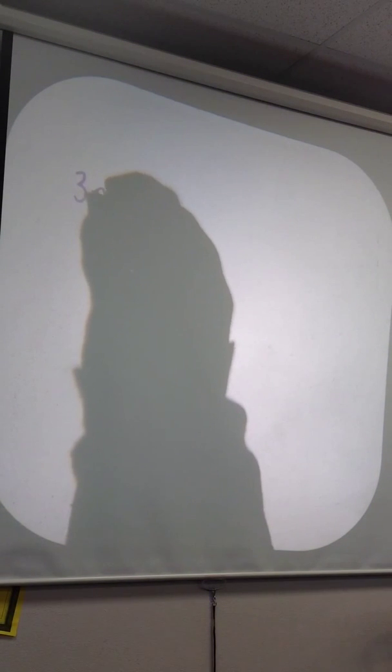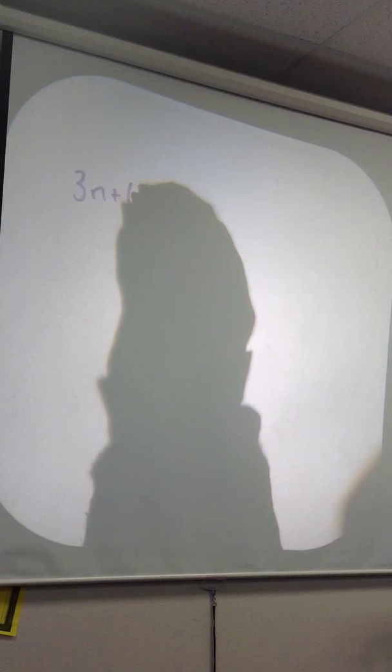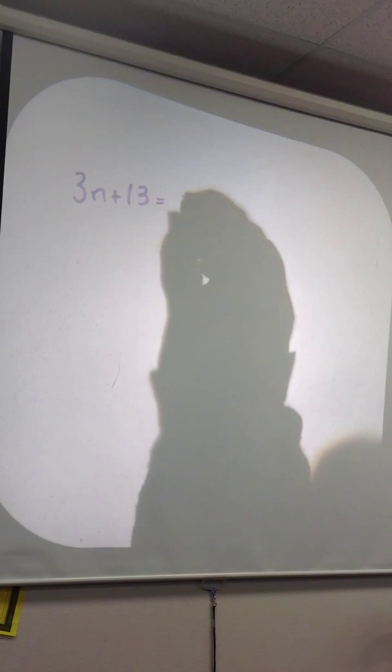The sum of 3 times a number and 13 is 100. The sum of 3 times a number and 13. What does that look like? 3n plus 13. All right. 3n plus 13. Is means equals 100.